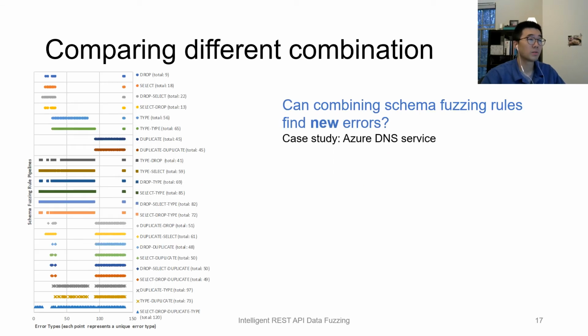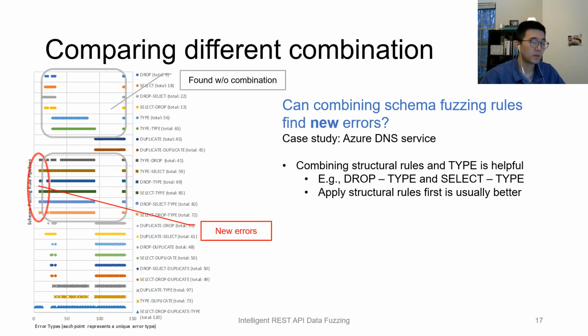To understand whether combining rules is helpful, we again use the Azure DNS as the case study to compare different pipelines. And here, instead of just looking for one that finds the most errors, we're actually looking for one that can find new errors, right? So we're looking for the one that can find something that cannot be found without the pipeline.